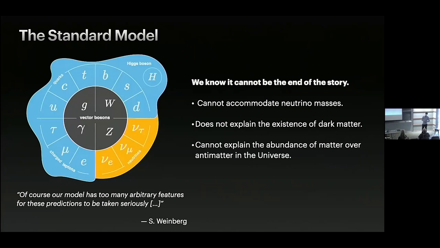We cannot accommodate the fact that neutrinos have masses in the standard model. We cannot explain the existence of dark matter in our universe. We cannot also explain why we are here. Why are there more matter than antimatter particles in the universe?